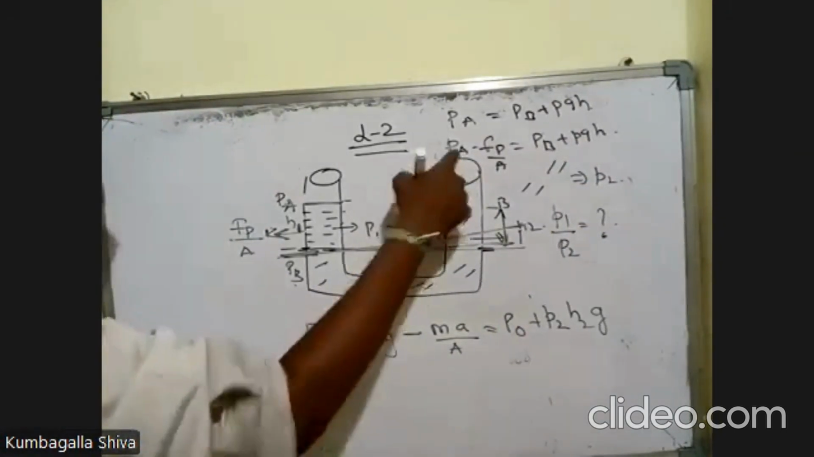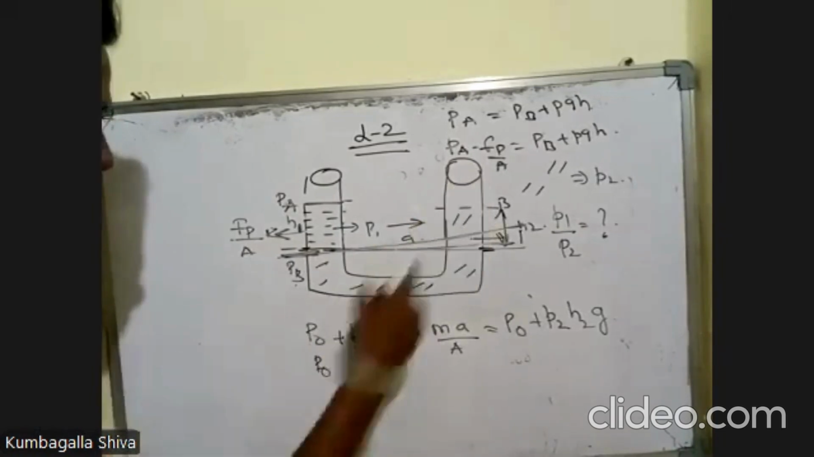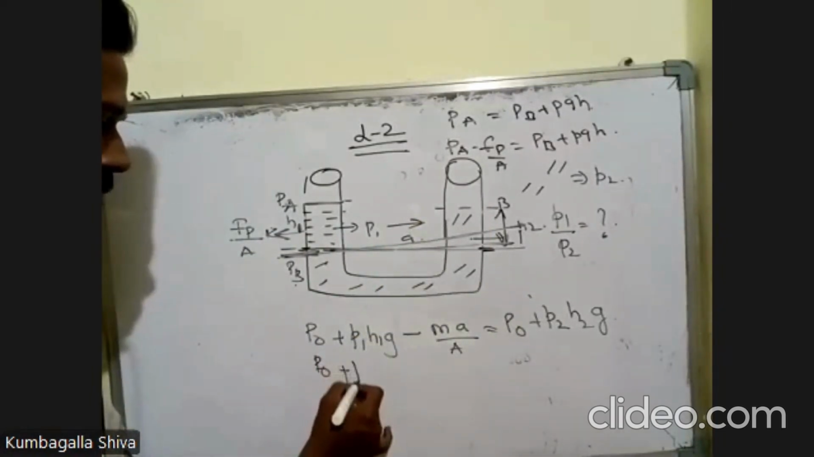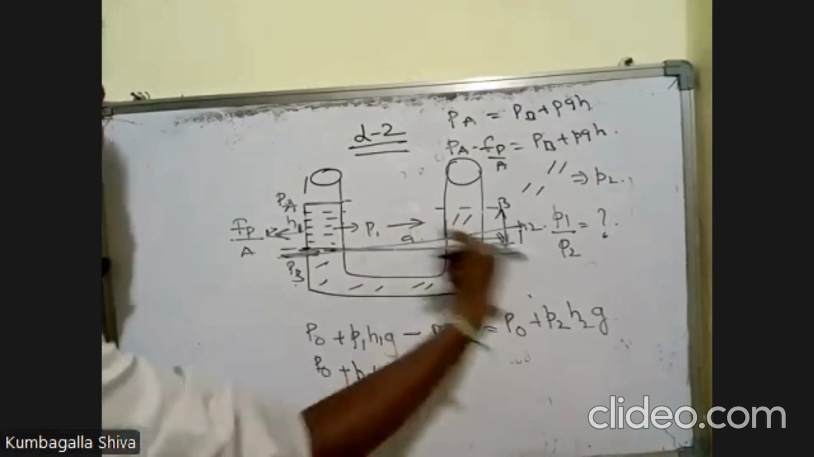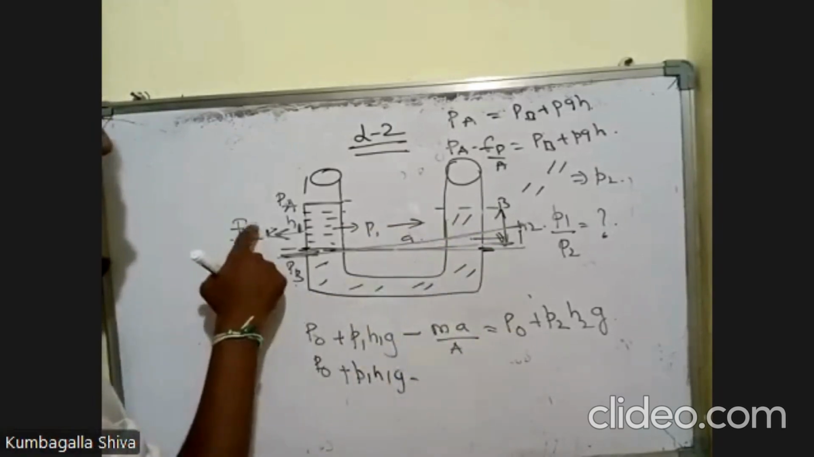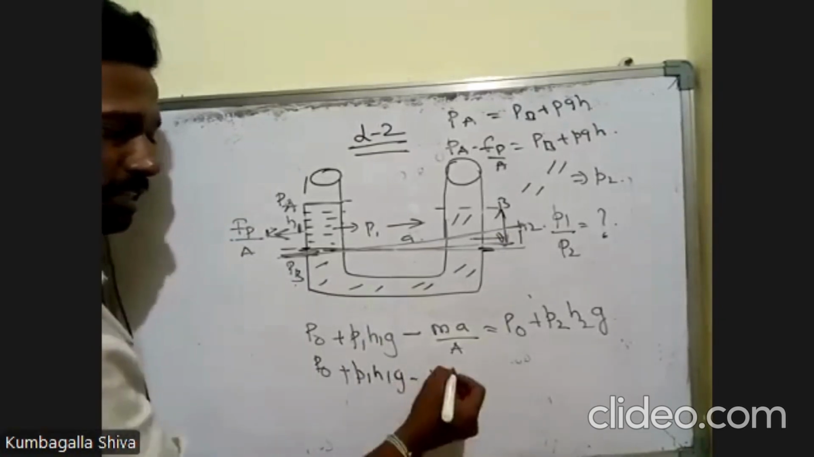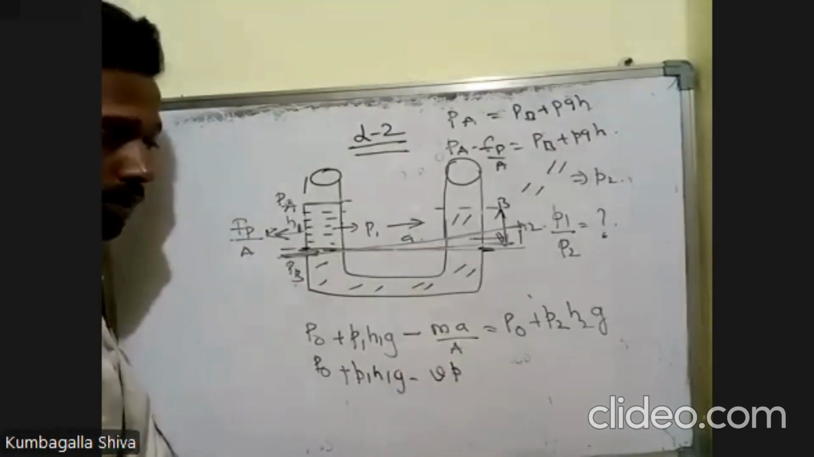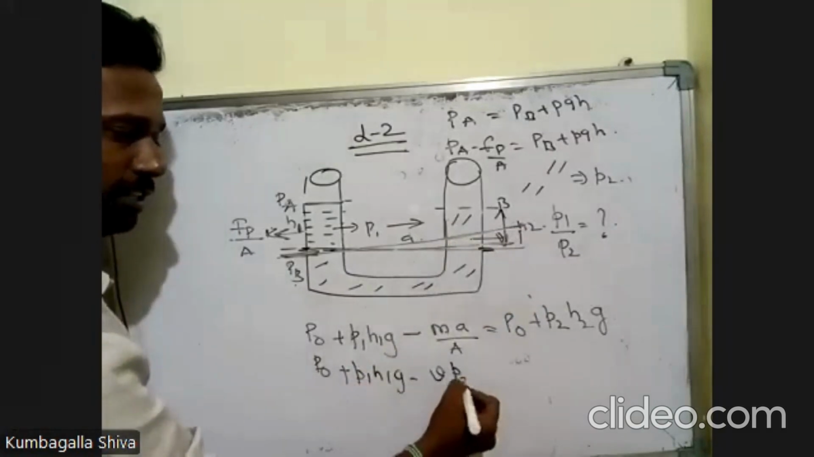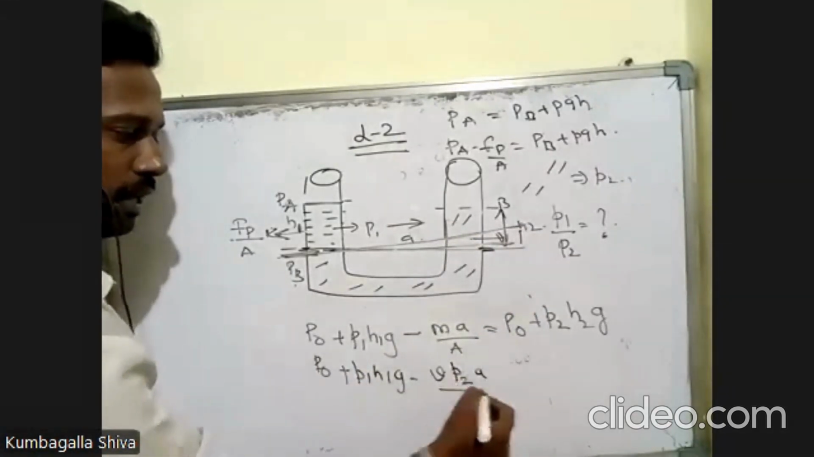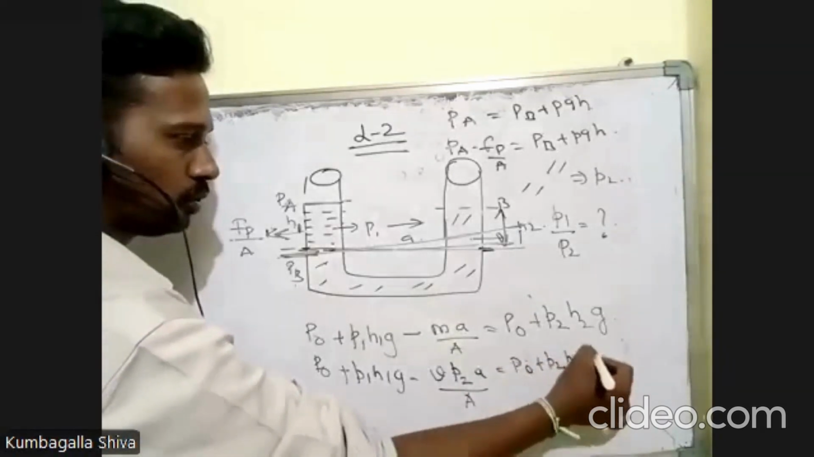Now, at this PA, atmospheric pressure, what can you write here? P naught plus rho 1 H1 G minus MA, that is mass into pseudo acceleration, that is pressure force by A. This mass can be written as volume into density. Density of which liquid? The second side of the limb you need to take, that is density 2, and this is the acceleration, by A is equal to P naught plus rho 2 H2 G.